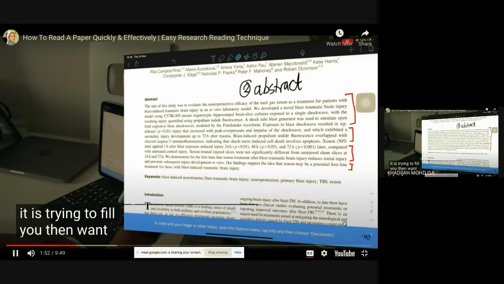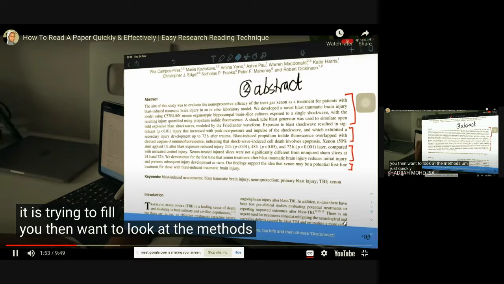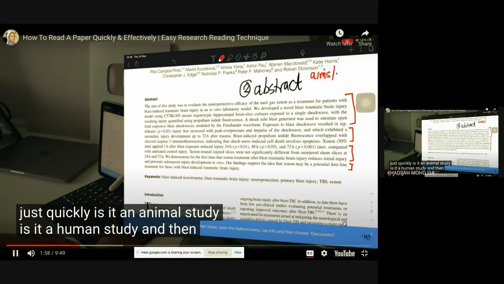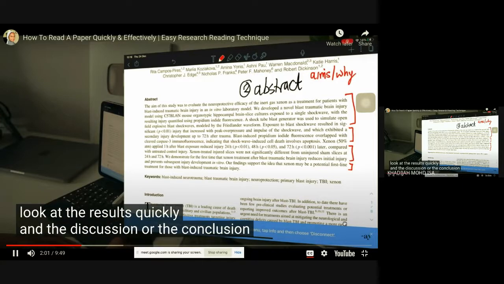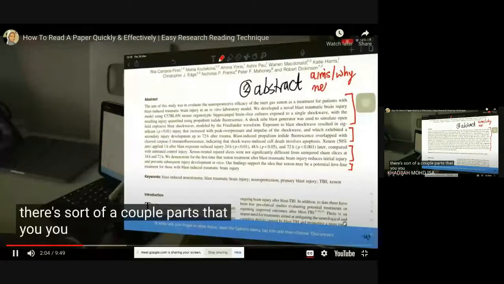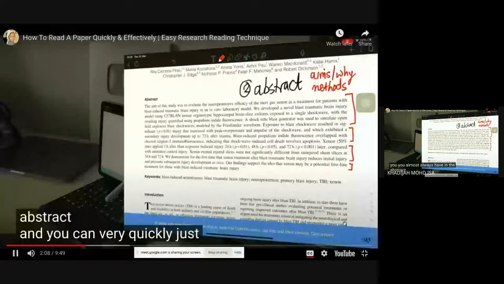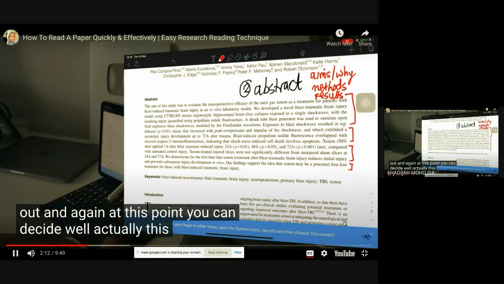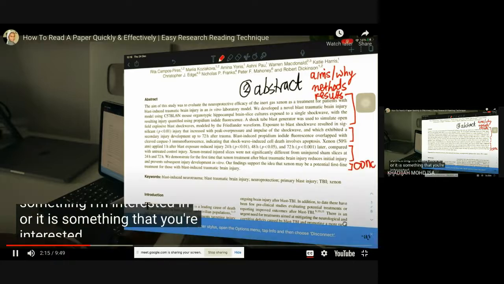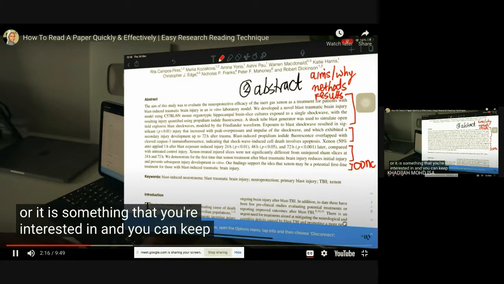You then want to look at the methods. Just quickly, is it an animal study? Is it a human study? And then you want to look at the results quickly and the discussion or the conclusion. So there are a couple of parts that you almost always have in the abstract, and you can very quickly pick them out. And at this point, you can decide, well, actually, this isn't something that I'm interested in, or it is something that you're interested in, and you can keep on reading from there.